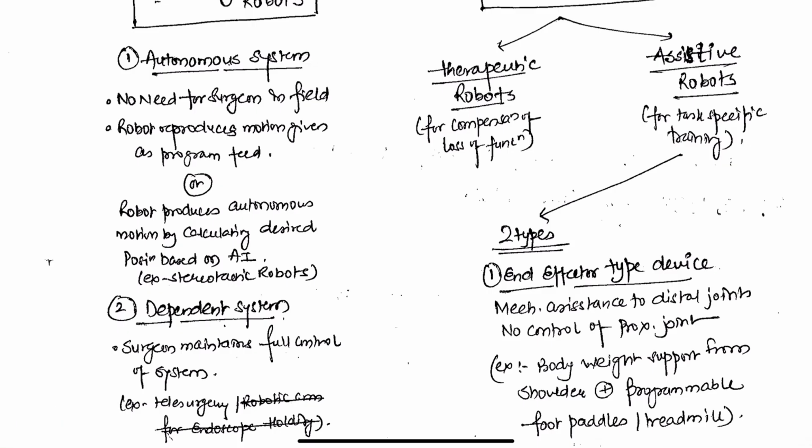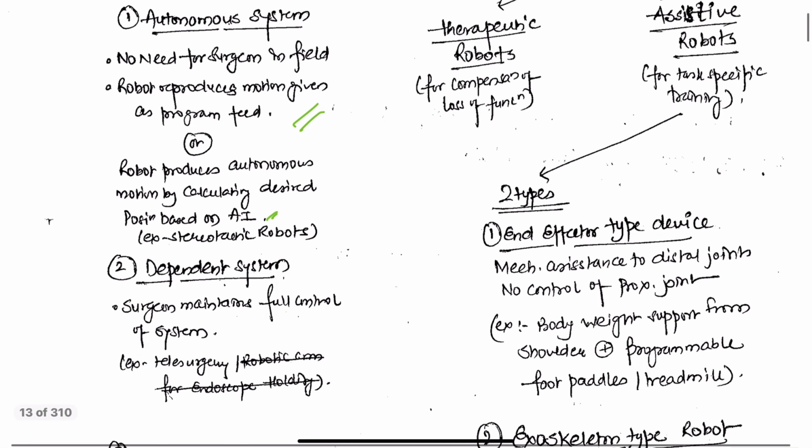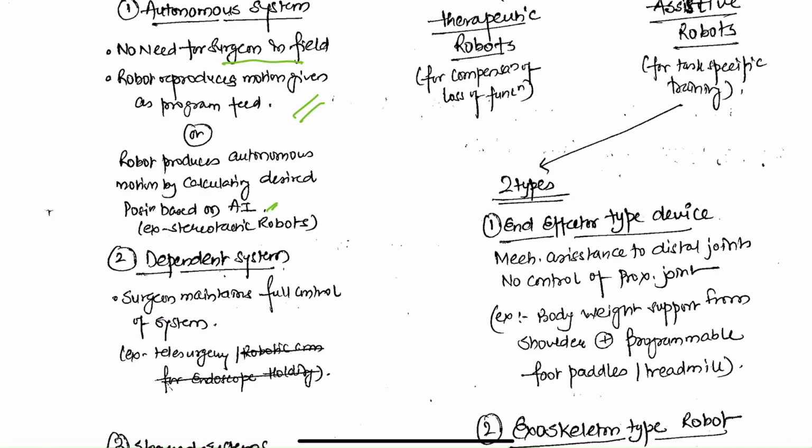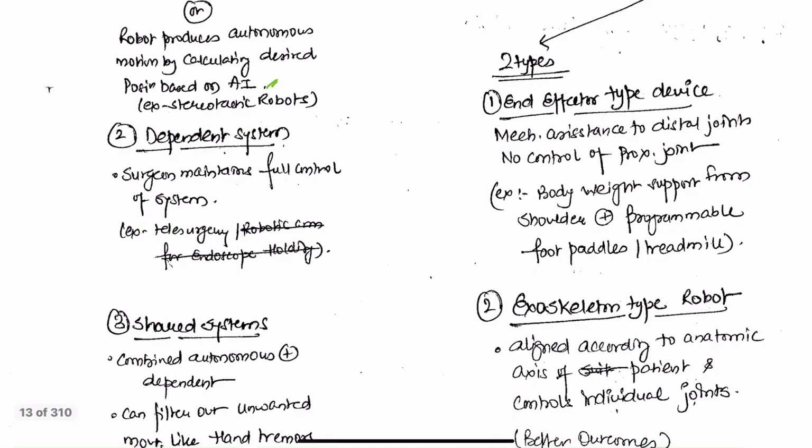Now, there are two types. One is an autonomous system where the whole surgery is done by the robot itself, given a pre-programmed feed. So the robot produces autonomous motion by calculating the desired position based on AI. So they are the stereotactic robots. No need of a surgeon, the robot does the surgery. And coming to the dependent system, where the surgeon maintains full control of the system, that is in telesurgery, and the surgeon navigates where and what the robot should move, like in many oncosurgery procedures.